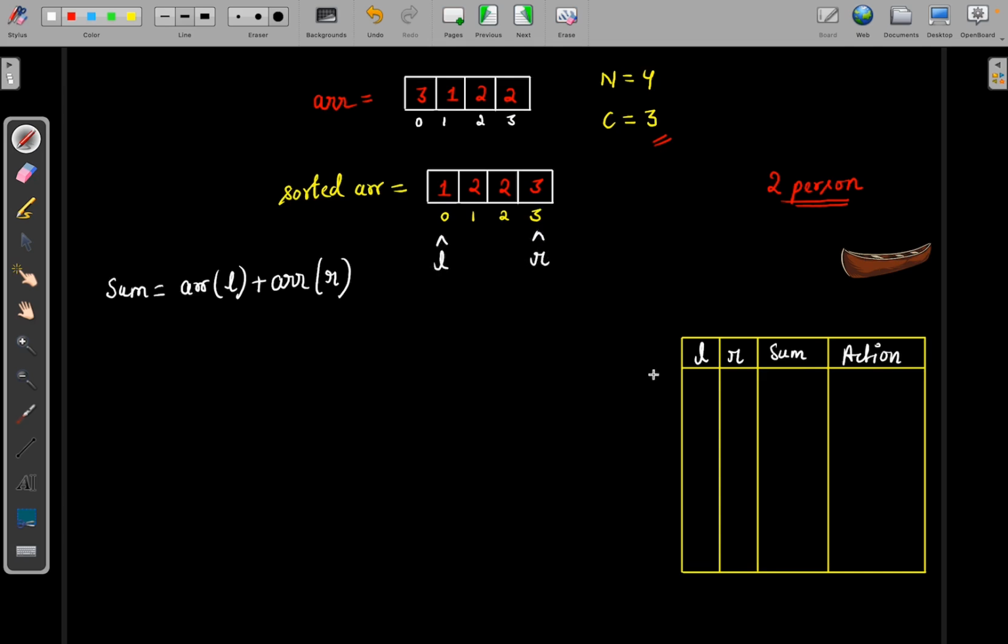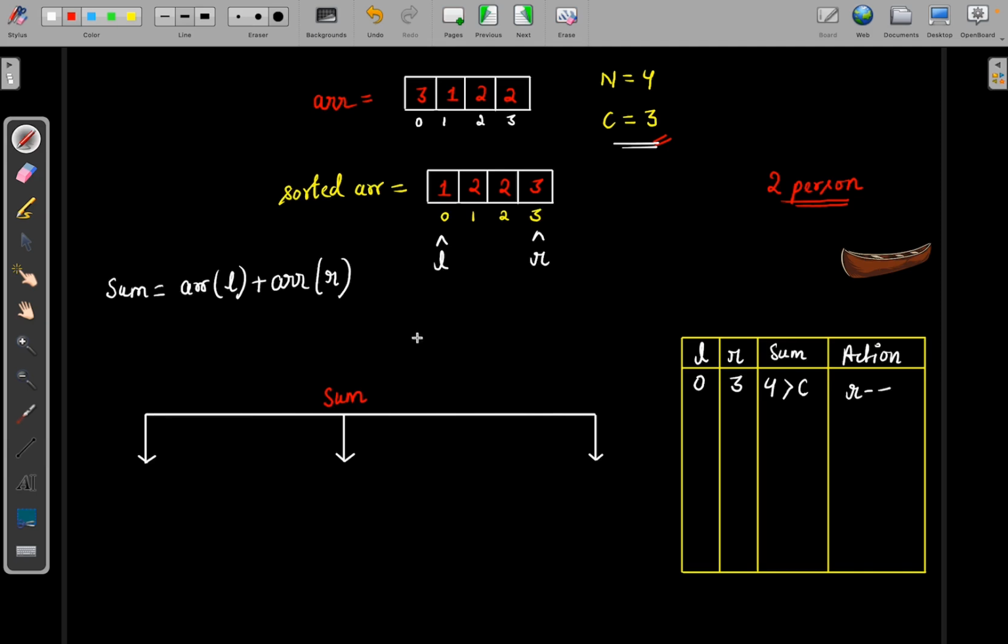So my L is at 0, R is at 3, and I am checking the sum. The sum is 4, which is greater than the capacity, that is 3. So I am writing here capacity only. That is 3. So what should be the action? My action should be R minus minus, right? And let's draw that table.